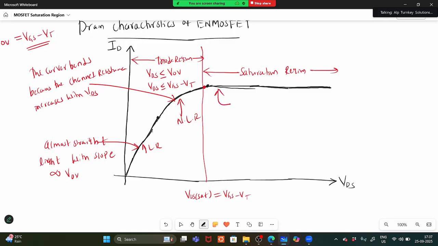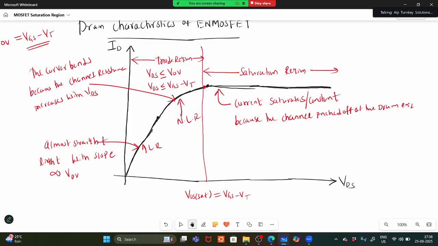Saturation region means that the current saturates. Current saturates means what? The drain current becomes constant, because the channel is pinched off at the drain end. Okay.